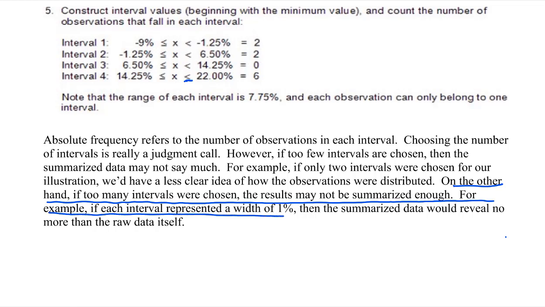For example, if each interval represented a width of 1%, then the summarized data would reveal no more than the raw data itself. What that means is, if your interval width is just 1%, then you'd have a lot of intervals, because each interval is so small that you need hundreds and hundreds of these buckets. But if each bucket is so small, it would probably only contain one or no data points. So again, it wouldn't give you a good idea with respect to any trends in the underlying data.